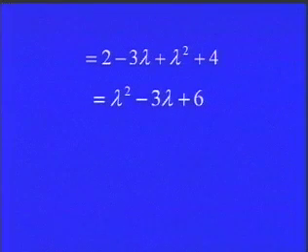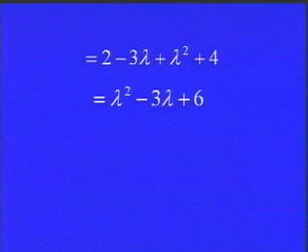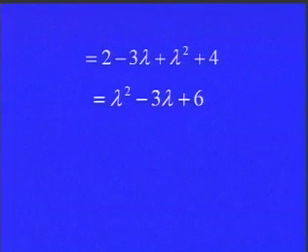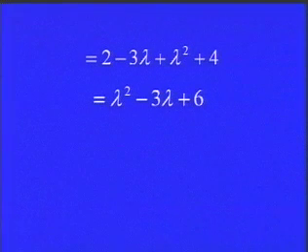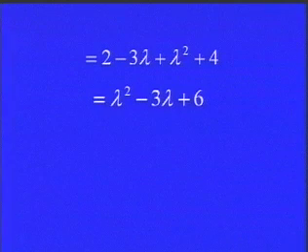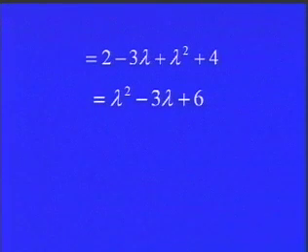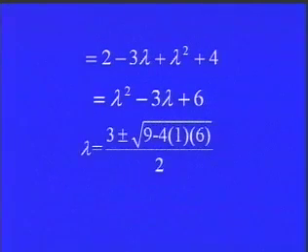And then rearranging that so that we have the lambda squared in front, we get lambda squared minus 3 lambda plus 6. Okay, now again, this is one that doesn't factor. If you try all the factors of 6, 1 and 6 and 2 and 3, I can't get anywhere with that. So I have to use the quadratic formula.